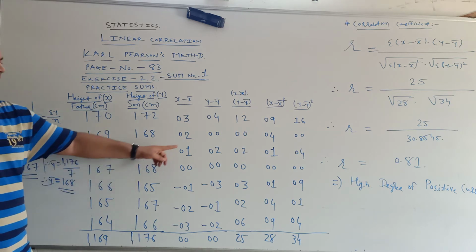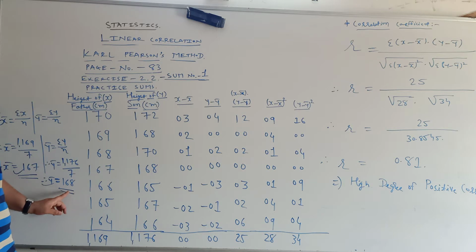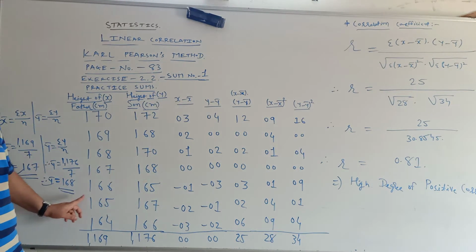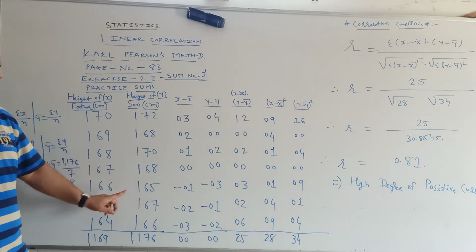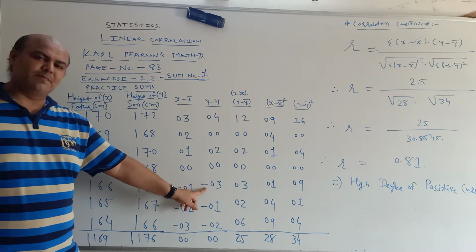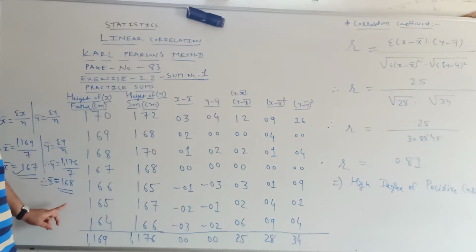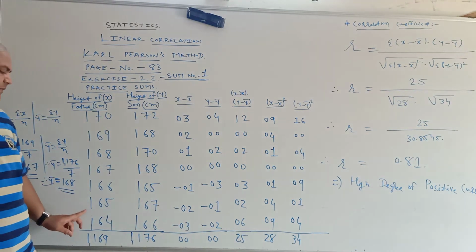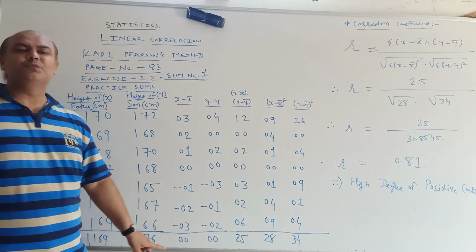168 minus 168, that is 0. 170 minus 168, that is 2. 168 minus 168, 0. 165 minus 168, so minus 3. 167 minus 168, that is minus 1. 166 minus 162, that is minus 2.